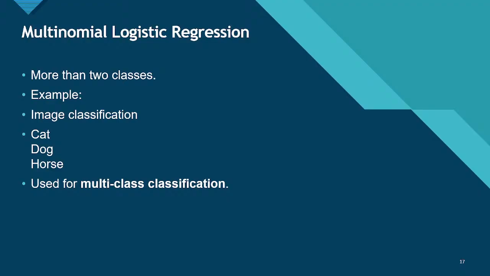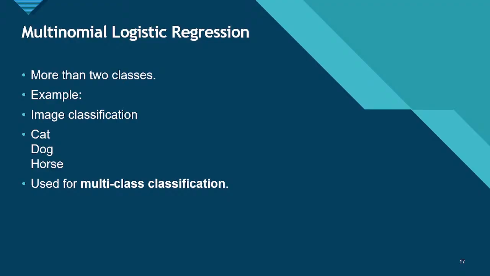Multiple logistic regression has more than two classes, as we will see. First is the example of image classification. Image classification is like cat, dog, horse. We will use it for multiple-class classification.